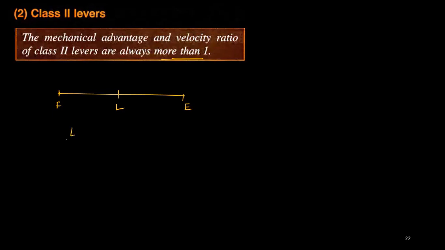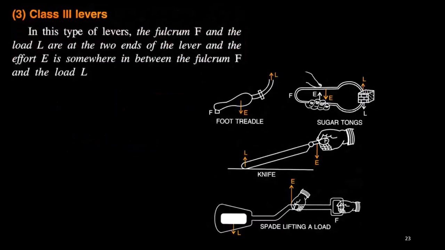So the L by E ratio, that is the mechanical advantage, should be equal to FE by FL, which is always greater than 1. That means I can conclude directly that the mechanical advantage is always greater than 1. It cannot be equal to 1, or less than 1. But that is not the case for the third lever.